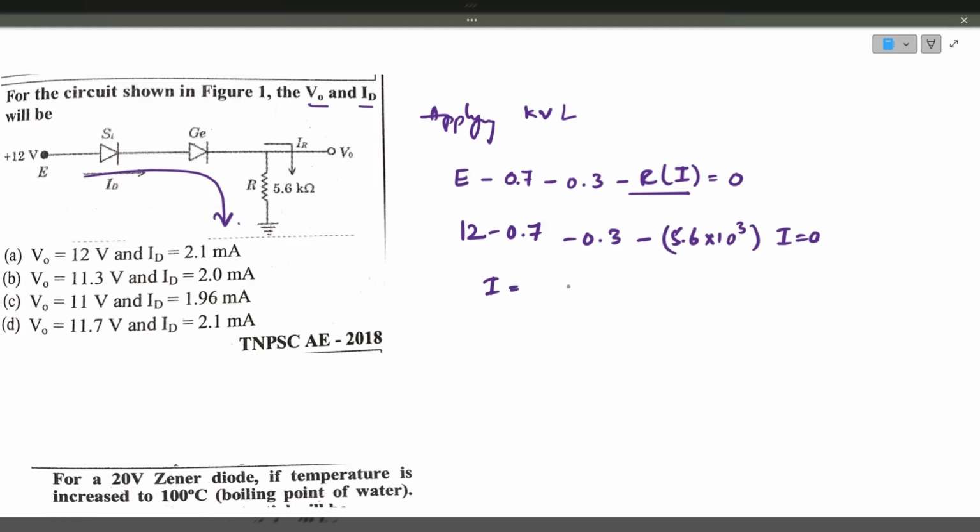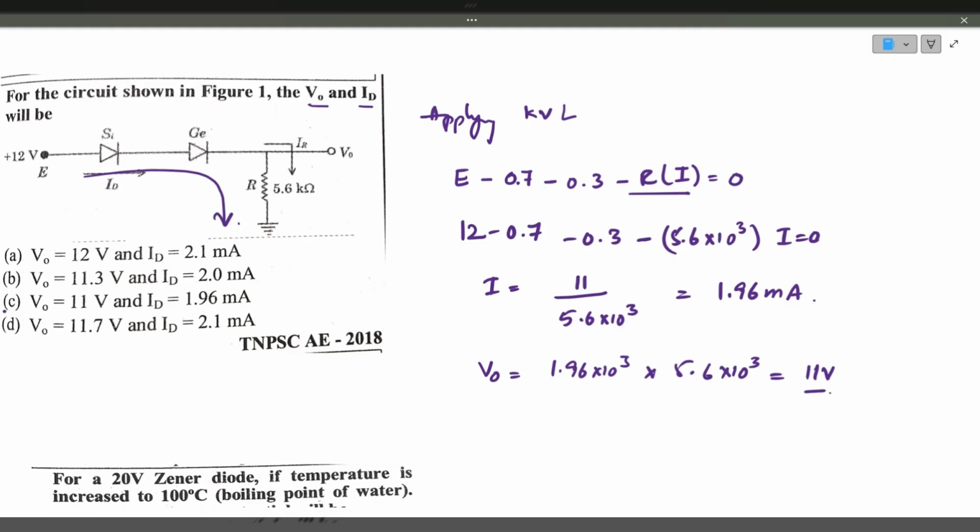So I is equal to 11 divided by 5.6 into 10 to the power of 3, which is equal to 1.96 milliamps. So this is the current I, whereas the output voltage V0 is equal to 1.96 milliamps multiplied by 5.6 kilo ohms, which is approximately equal to 11 volts. So the answer is option C.